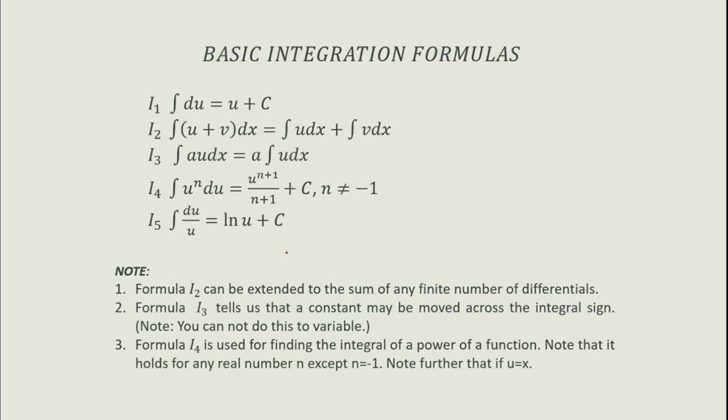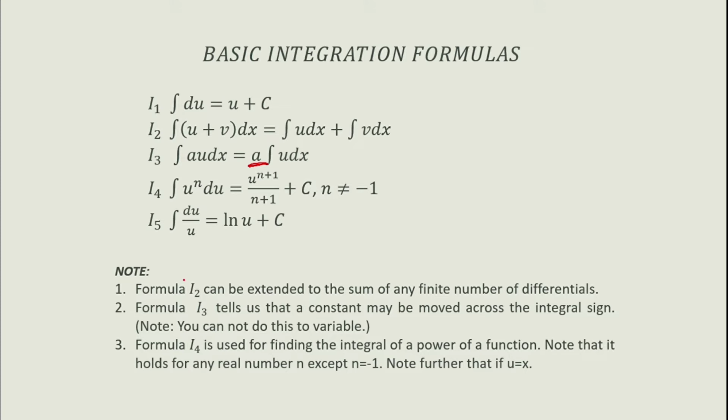So let's have the basic integration formulas. We have I1 to I5. So I1: the integral of du is equal to u plus c. And next we have the integral of u plus v dx is equal to the integral of u dx plus the integral of v dx. Alright. And we have I3, the integral of a u dx, so the constant here, we extract the constant, out.